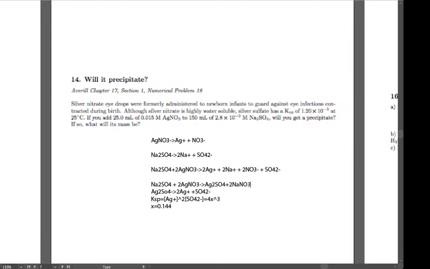And so the question is, which one would precipitate? First things first, what I see is that the silver sulfate doesn't really need to be calculated. That's my first intuition. Actually, what we can do is just plug the numbers in.